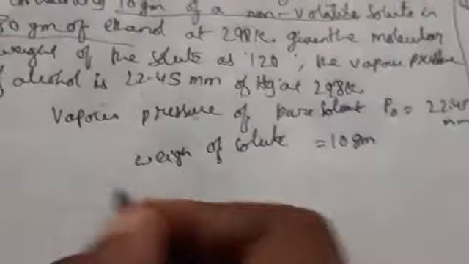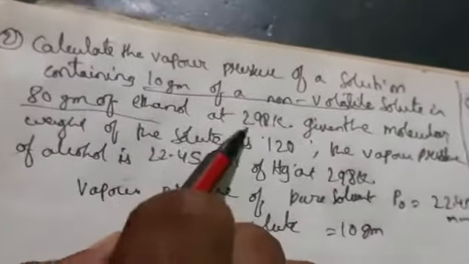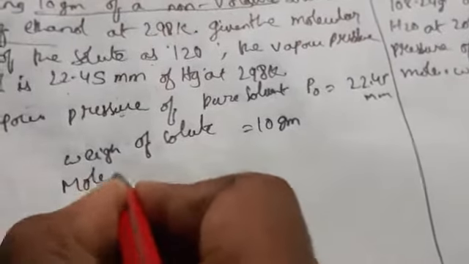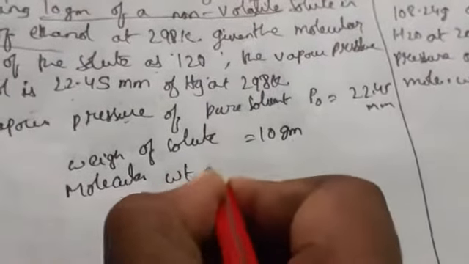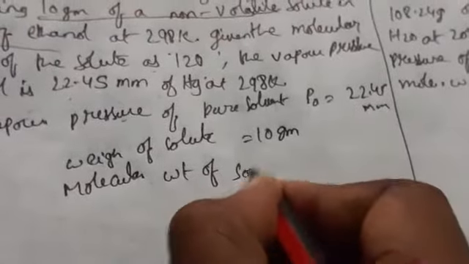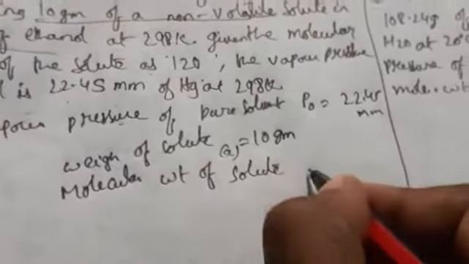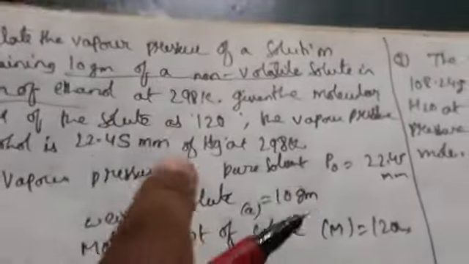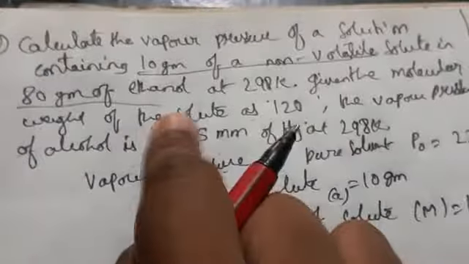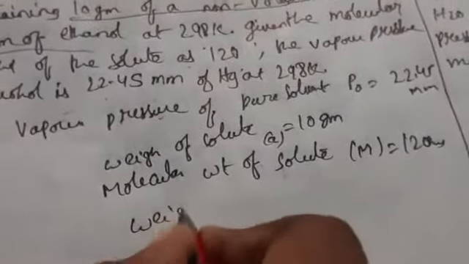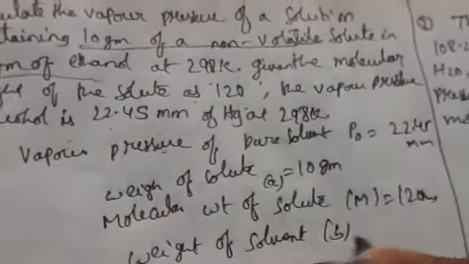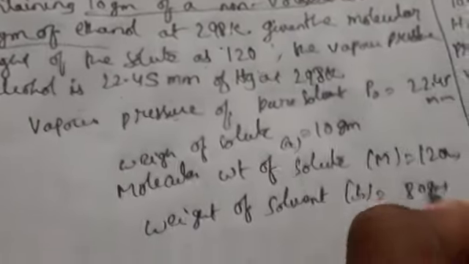Now molecular weight, how much he has given? 120 grams. Molecular weight of solute, this is M, is equal to 120 grams. Now weight of solvent, how much he has given? B is equal to 80 grams.